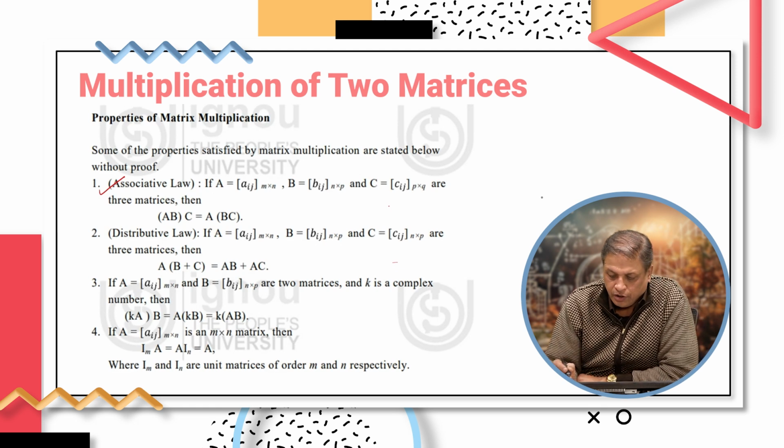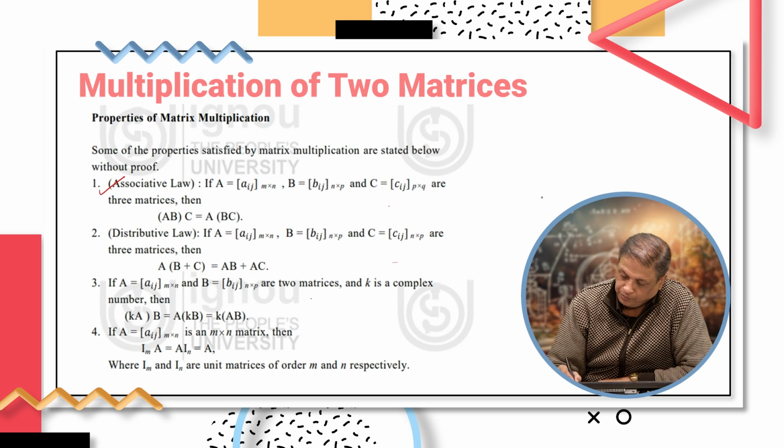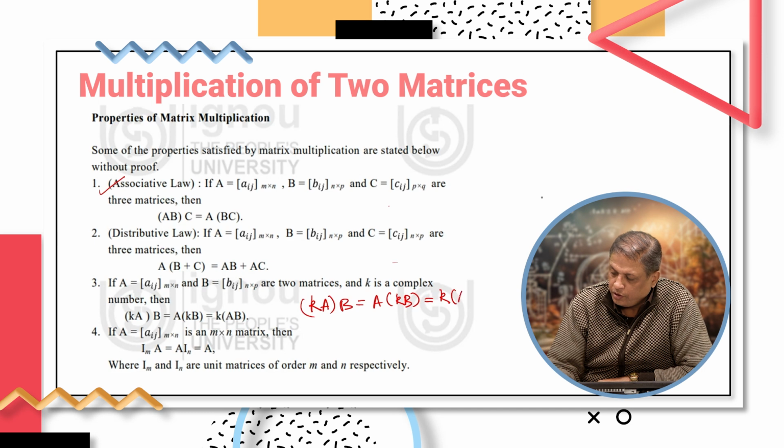Apart from this, we have one more property, of scalar multiplication, where K into A into B is equal to A into K times B, and this is nothing but K into A into B. So all are the same. This is the third property.